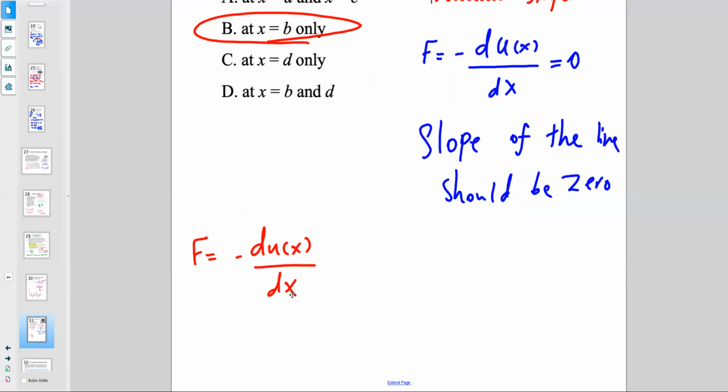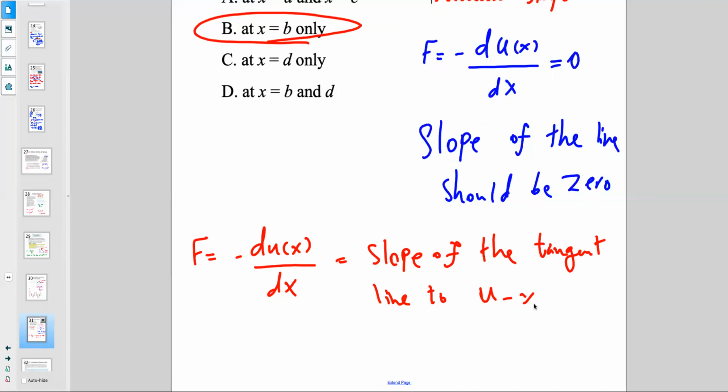Or the slope of the line, or the slope of a tangent line.